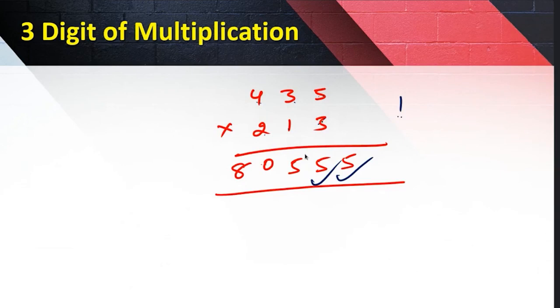4 3s are 12, 2 5s are 10. 12 plus 10, 22, and 22 plus 3, 25. And 1 carry, 26. Now carry over 2. Next step, 1 into 4, 4, 2 3s are 6. So 10, 10 plus 2.